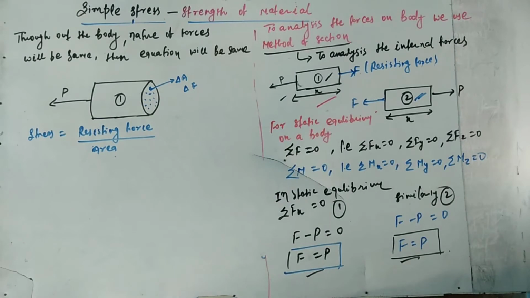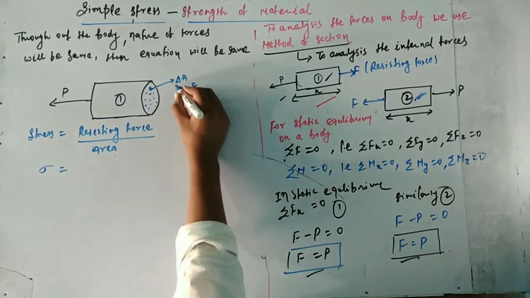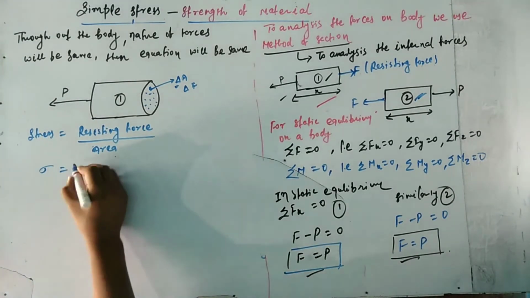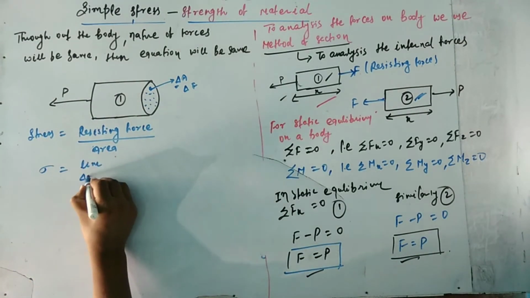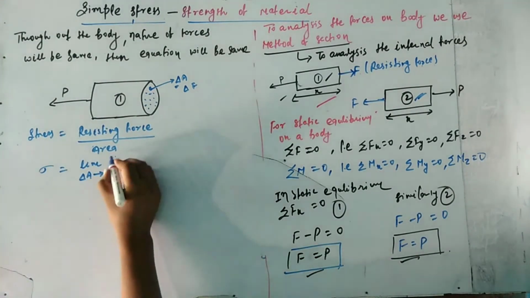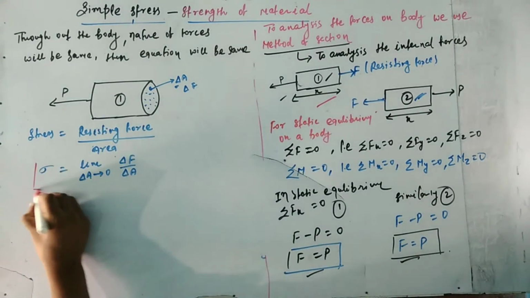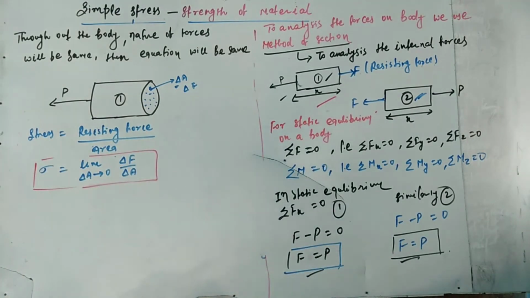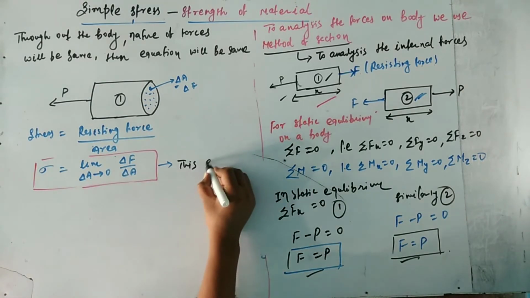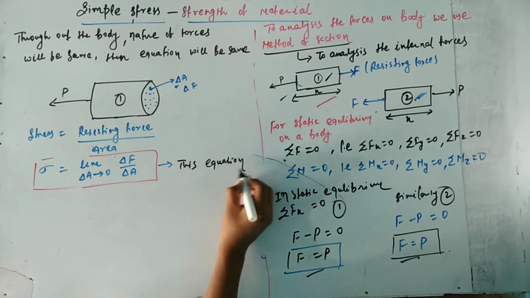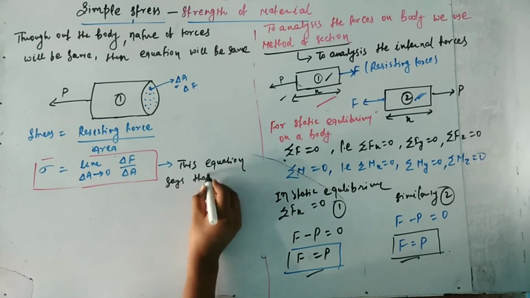So here stress is resisting force per unit area. Stress is equal to resisting force per unit area, that is sigma. Sigma is the stress. So sigma is equal to limit A tends to 0 of del F by del A. What is the limit A tends to 0 indicating? What does the equation say?